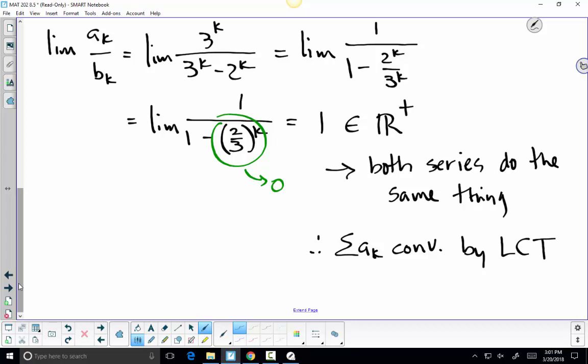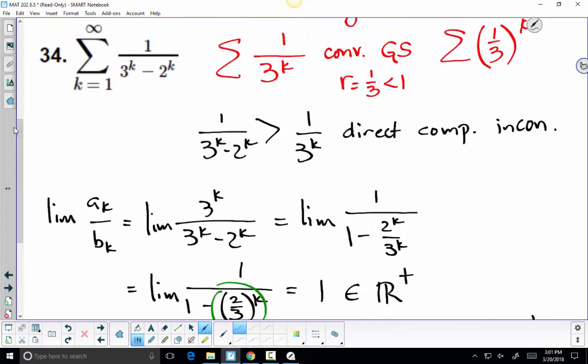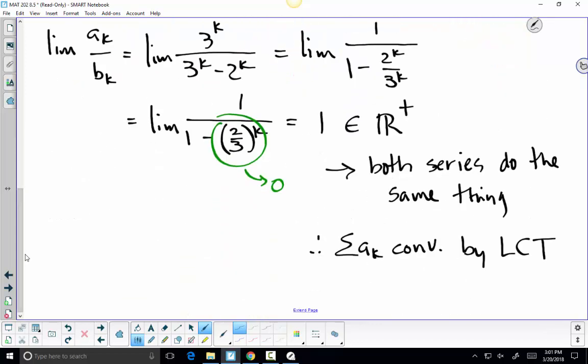A couple of things we need to be clear on. Somewhere we need to state the series we're choosing to compare to, and somewhere we need to state what it does. Here we choose this as our b sub k, and that's a convergent geometric series because the common ratio is less than 1. So somewhere we need to indicate whether our b sub k is converging or diverging. Then we make our conclusion that we get a positive real, therefore we have convergence by limit comparison test. They both do the same thing. Very similar to the integral test, where the integral and the infinite series did the same thing if we had a positive real answer. All right.